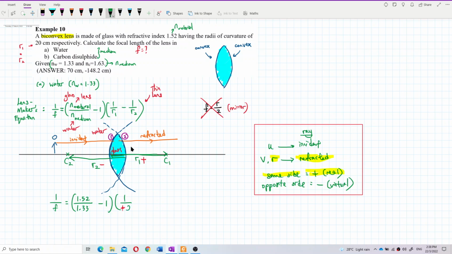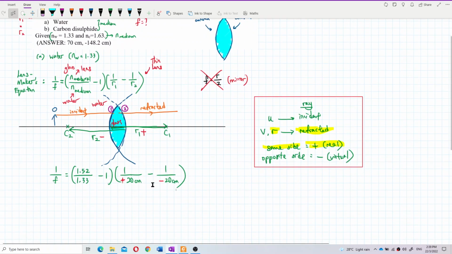Positive 20 centimeter, and then minus R2. R2 is negative, so put the value negative 20 centimeter. The centimeter unit you need to write together with the value because it is not an SI unit. So you must substitute together the unit centimeter so that you remember that focal length is also in centimeter. Understand? And the sign, positive or negative, is very important.